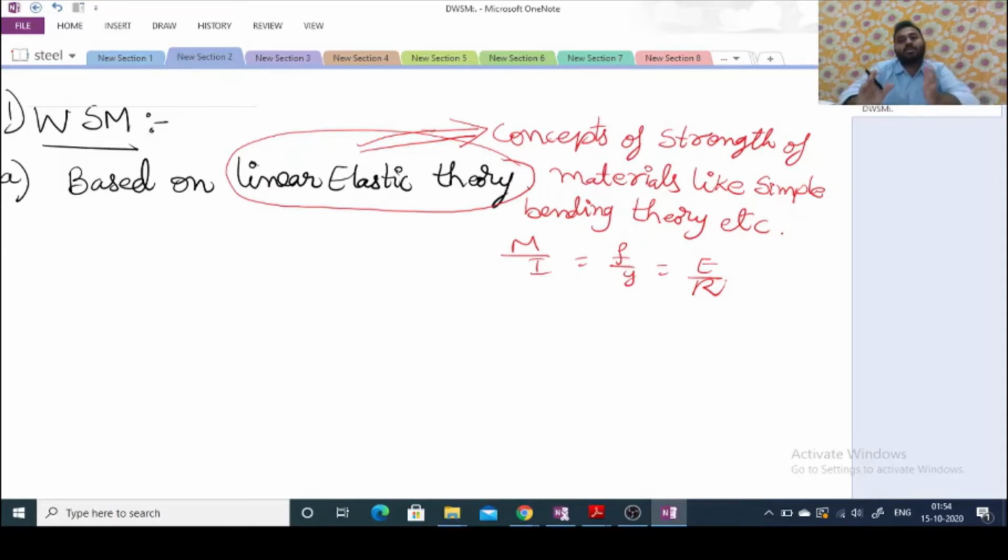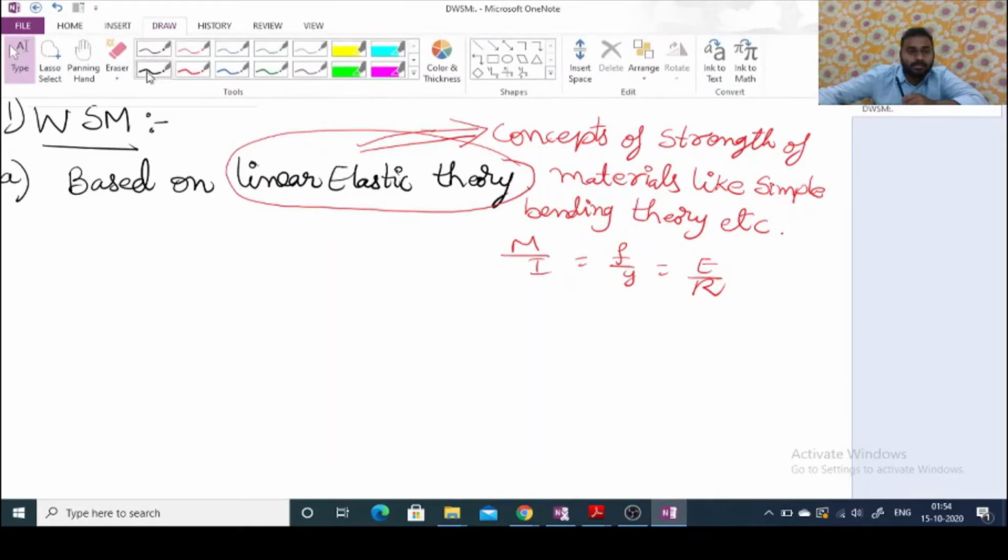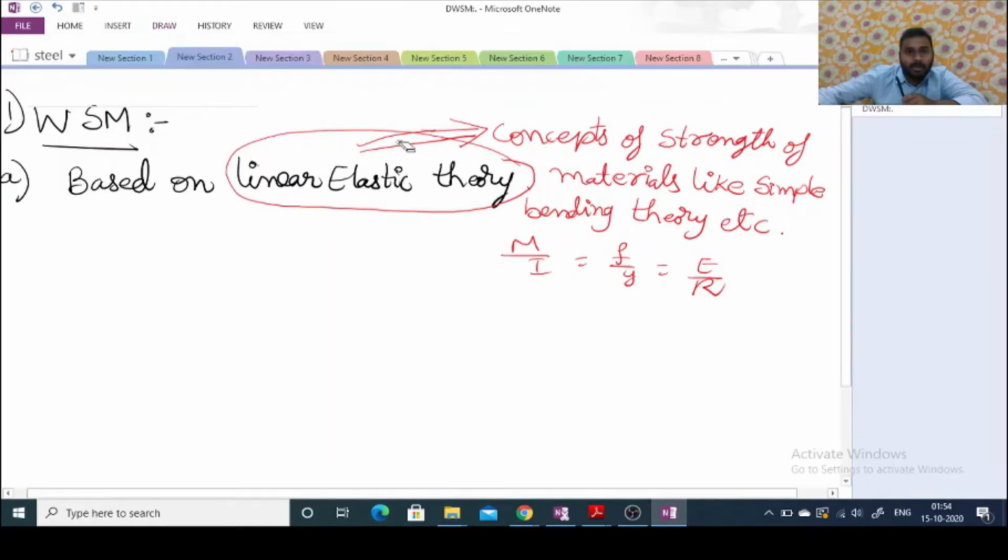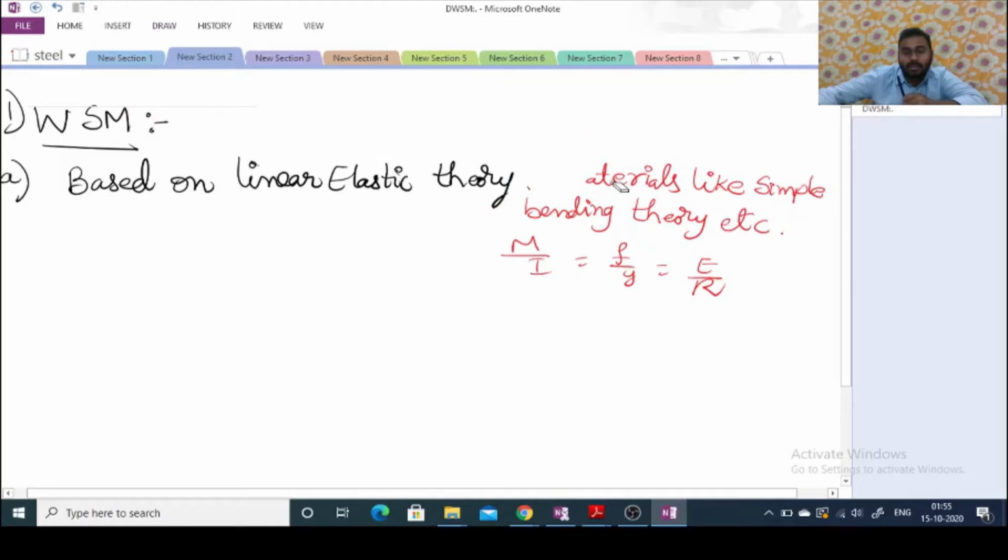It means the concepts of strength of materials are valid here, and based on those concepts only we are going to design the structures by this working stress method. Is that clear, everyone? Okay, so I'll erase this. This is the main basis for this method.